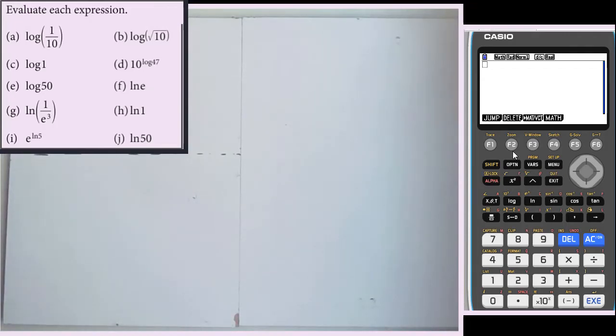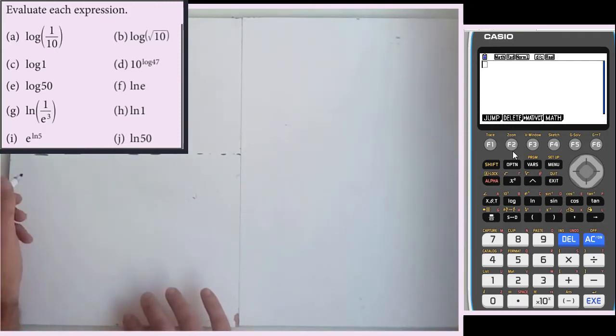Okay, here we're just going to use a few things we know about logs. It tests whether you know that if you just write log, it means log base 10, and ln means log base e. There's a couple that we're going to need to use a calculator for, so we're just going to evaluate it to 3 significant figures, but most of them are non-calculator and just involve the interpretation of logs.